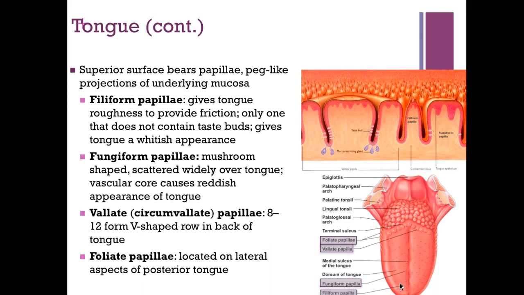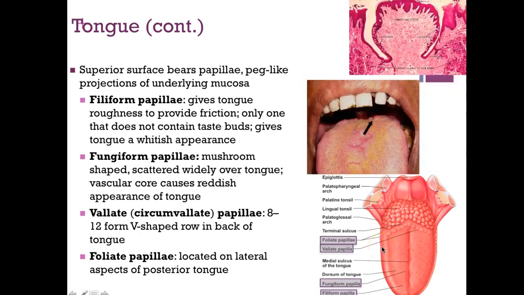Next, we have the fungiform papillae, and you will find this looking more of a mushroom shape to it, scattered all over the tongue, and it has a very abundant vascular core that is going to give it a reddish look on the tongue. Next, we have the vallate or the circumvallate papillae, and they look like big mushrooms to me, and you're going to have usually 8 to 12 of them that'll form this V shape on the back of the tongue. And then lastly, we have your foliate papillae, and this will be found on the lateral aspects of the posterior tongue.